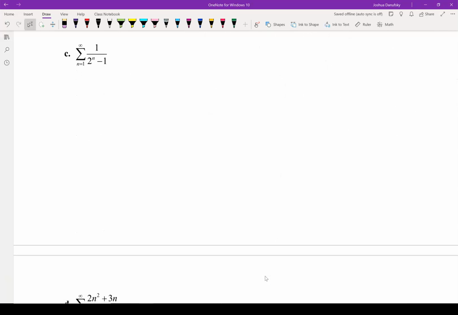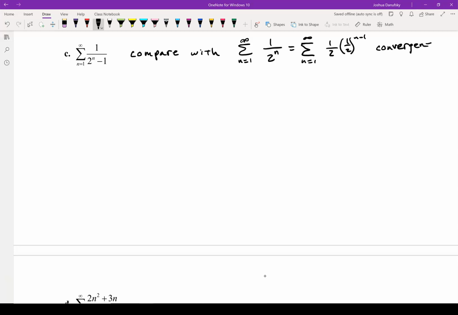Part C, the sum n equals 1 to infinity of 1 over 2 to the n minus 1. Again, notice all terms are positive, and it seems reasonable to compare this to the series 1 over 2 to the n. We recognize this as a convergent geometric series. But we run into trouble when we do our term-by-term comparison. The terms of our given series are actually larger than the terms of our comparison series. So the fact that our comparison series converges does not help us establish that our given series is going to converge as well. So instead, we're going to try the limit comparison test.